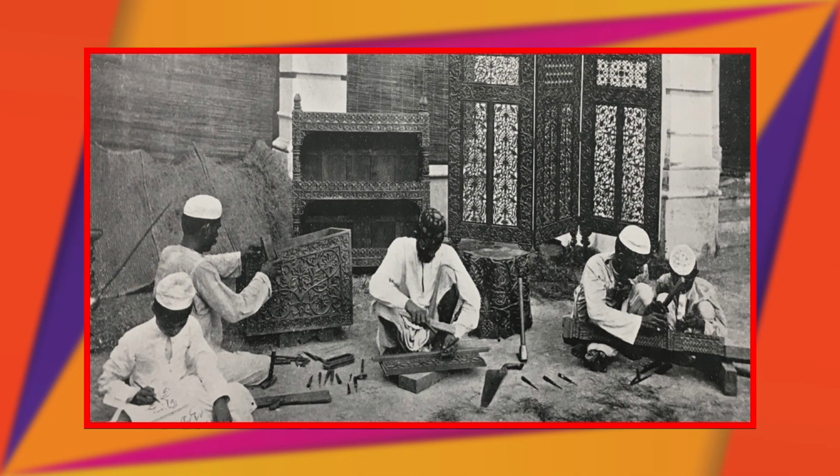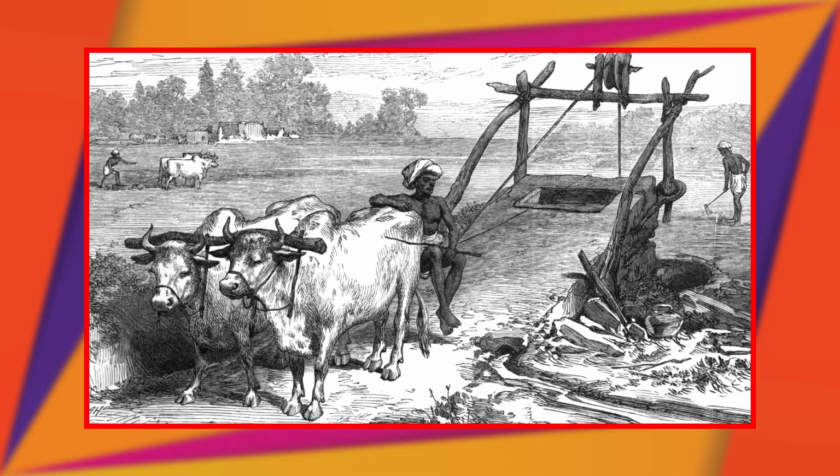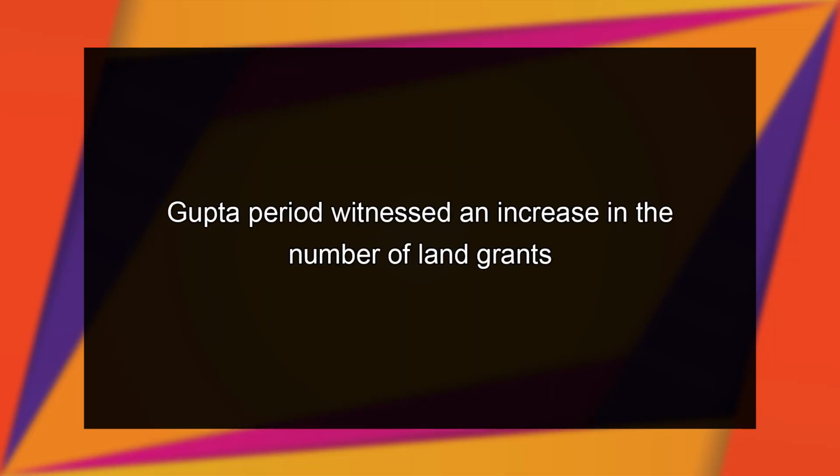Though the artisans and merchants, along with farmers, were prosperous in this period as well, the foundation of the guilds started weakening. The period witnessed an increase in the number of land grants. There was a shift from a two-tier economy to a single-tier economy. The period also witnessed a progressive decline in foreign trade as well.